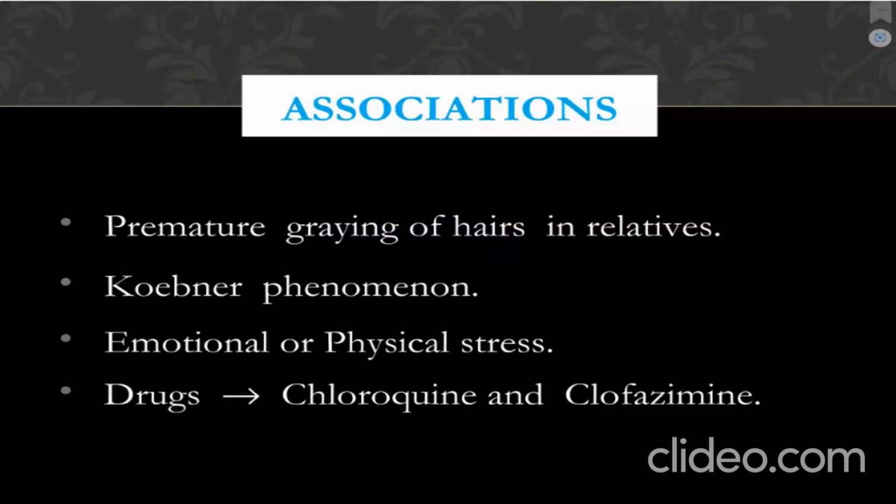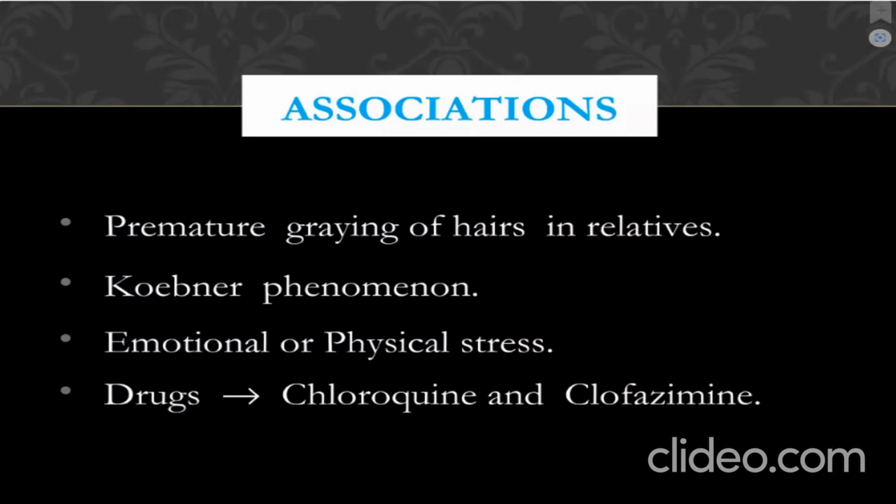In some association with other things, like premature graying of hairs in relatives. We can get the history. Premature graying of hairs in relatives. Then Koebner phenomena. What is Koebner phenomena? It is the lesion appears at the injury site. Means there is a history of injury at the same spot. So it is Koebner phenomena.